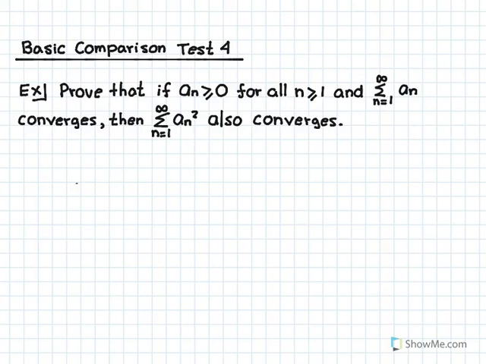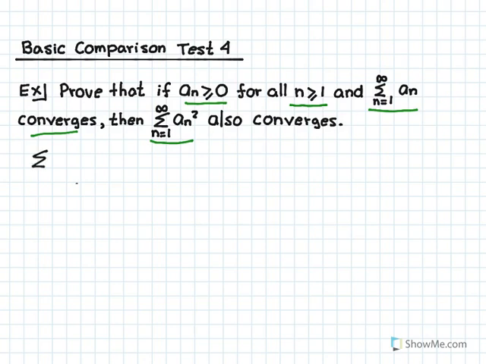In this video, we're going to look at a few more examples of the basic comparison test. Prove that if a_n is larger or equal to 0 for all n bigger or equal to 1, and the summation from n equals 1 to infinity of a_n converges, then the summation from n equals 1 to infinity of a_n squared also converges.